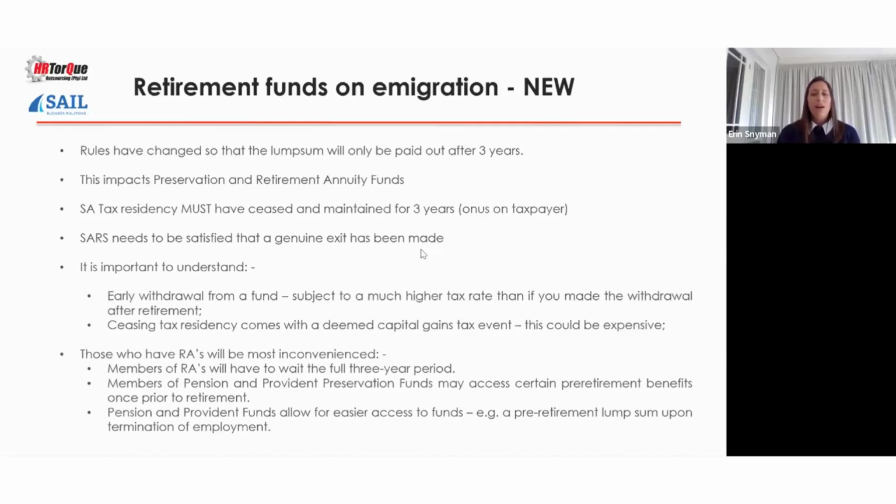So those who have retirement annuities are going to be the most inconvenienced. Members of RAs will have to wait the full 3 year period, whilst pension and provident preservation funds might be able to access certain pre-retirement benefits prior to retirement. And then with pension and provident funds, there's a bit of easier access to funds, for example, if you've got a lump sum upon the termination of your employment.